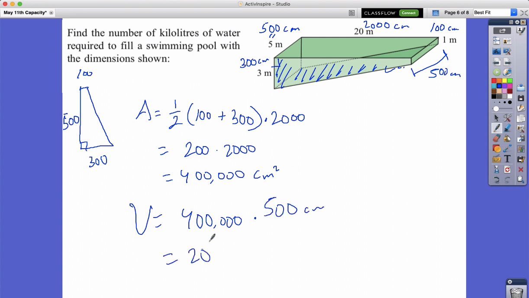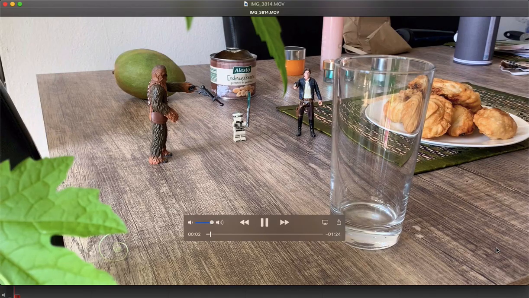4 times 5 is 20, and then I've got an extra 7 zeros. So that's 200 million cubic centimeters. That's the same as milliliters, and we want kiloliters. So I divide by 1,000 to get liters, and I divide by 1,000 to get kiloliters. It's 200 kiloliters.